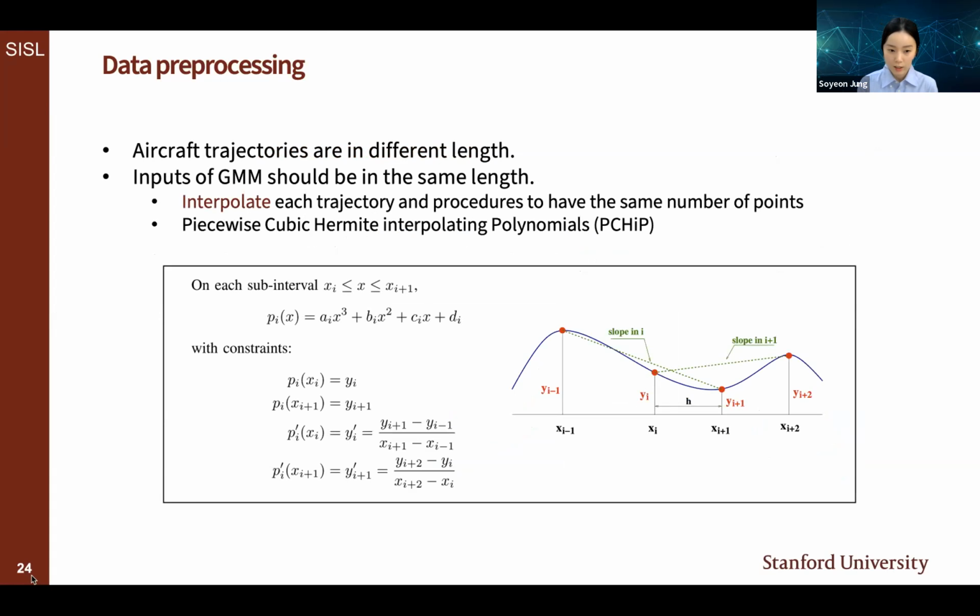One more thing we need to consider is that the input vectors of the Gaussian mixture model should be the same size, while the actual aircraft trajectories are of different lengths. In this case, we can use an interpolation method. I used the piecewise cubic Hermite interpolation method, the idea of which is to fit a function piecewise using lower order cubic polynomials.